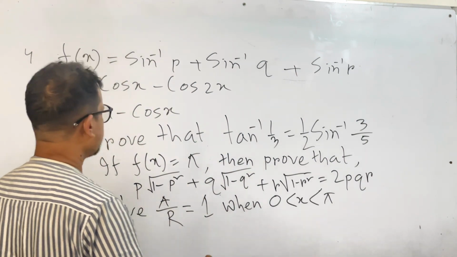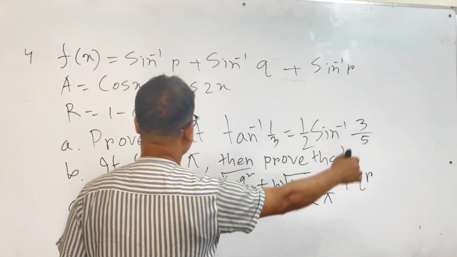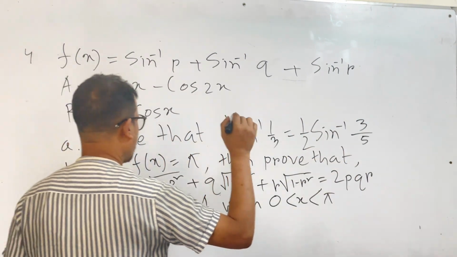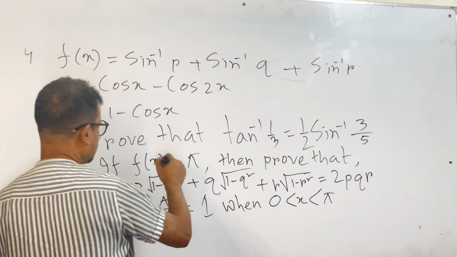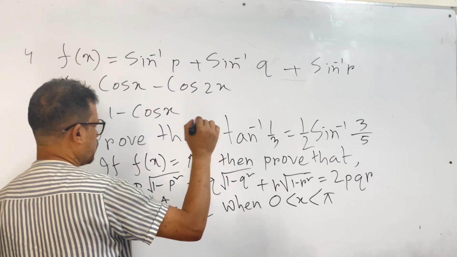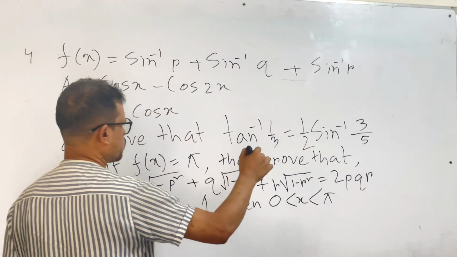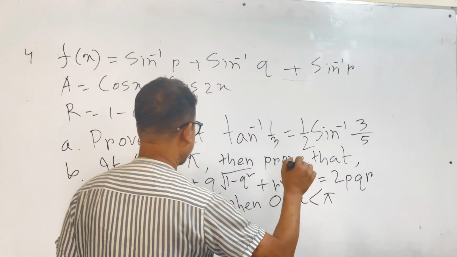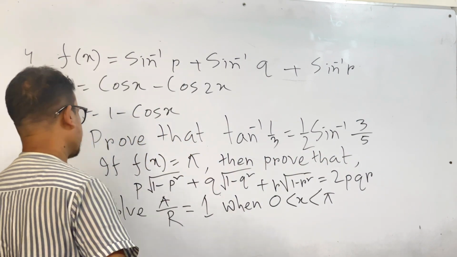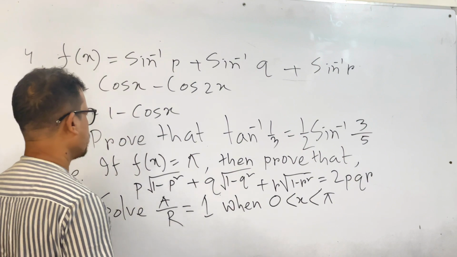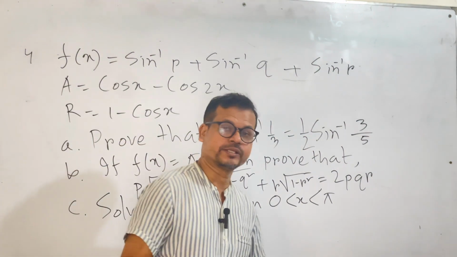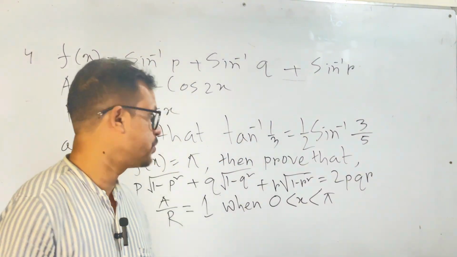That means we have to prove tan inverse 1 over 3 equal to this, and moreover we have to prove p root 1 minus p square plus q root 1 minus q square plus r root 1 minus r square equal to 2pqr. And now we have to solve a over r equal to 1 when x is less than pi and more than 0.